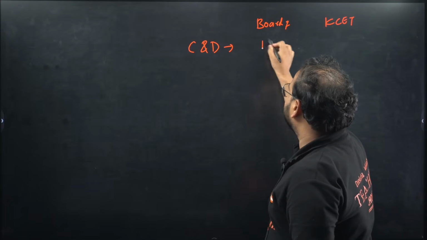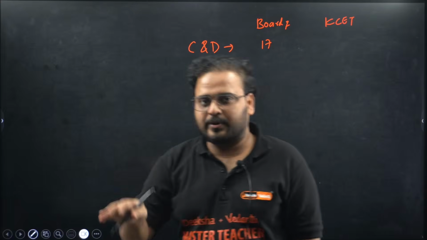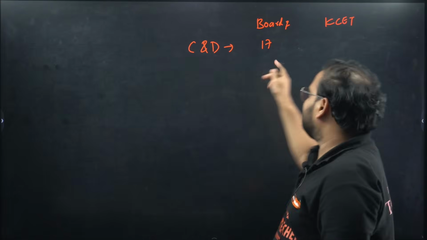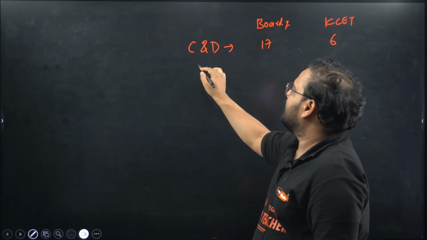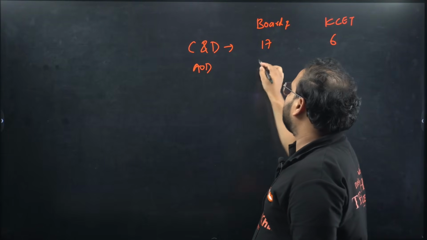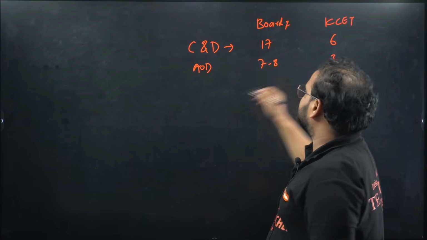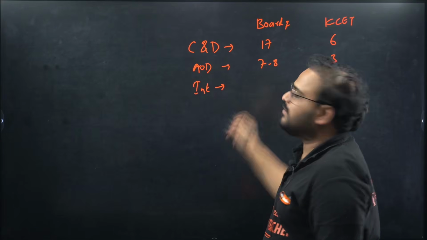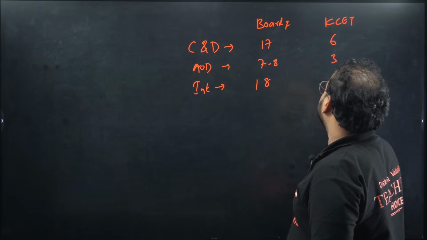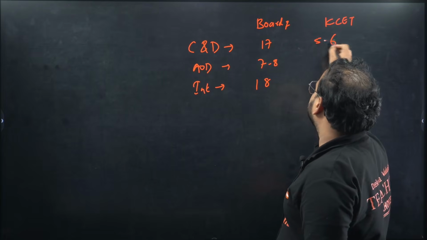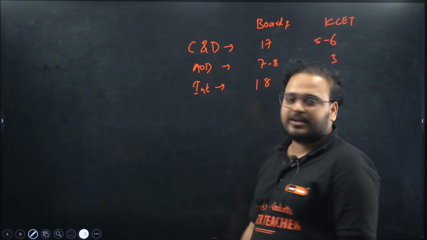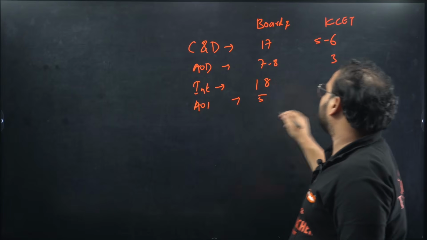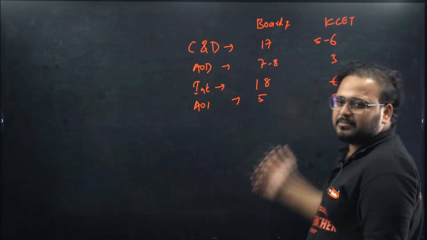Boards 17 marks. I'm talking about last year's blueprint. This year's blueprint has yet to come, but more or less will be the same. 17 marks here, 6 marks here. Let's go AOD, 7 to 8 marks here, and again 3 marks here. Let's go next. Integrals. Integrals will be how much? Again 18 marks here, 6 marks here. This is 5 to 6. This is 6 questions. Integrations are over here. Then we have AOI. We have 5 marks here, and over here we have 2 marks, sometimes 1 mark also.